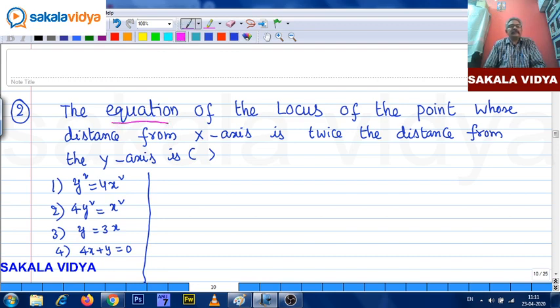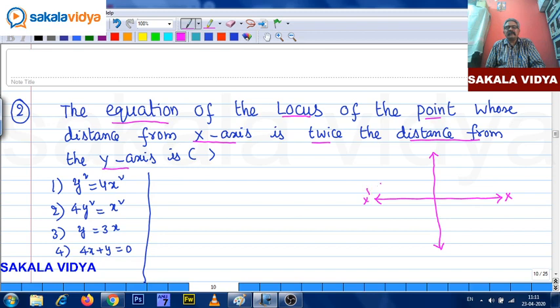Now, the equation of the locus of the point whose distance from the x axis is twice the distance from the y axis. That means, let us draw the figure, then you will get the idea. See, this is the x axis, this is y, this will be y dash, this is the origin.